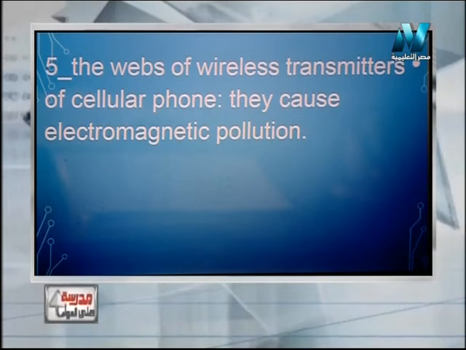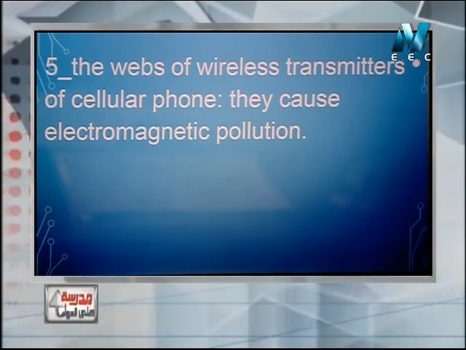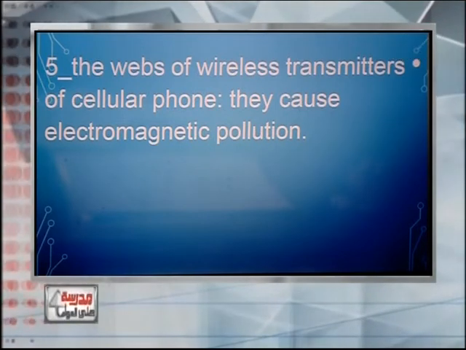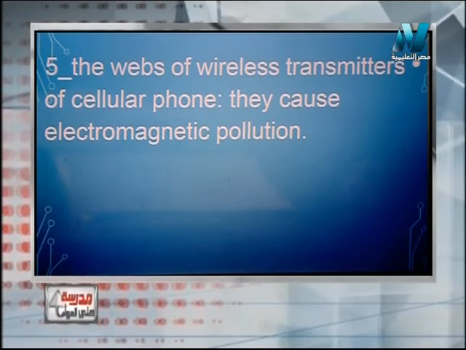Number 5, the waves of wireless transmitters of cellular phones cause electromagnetic pollution. A lot of scientists warn us, my dear student, from using a charger inside our bedrooms during our sleeping, because it gives electromagnetic waves that have bad effects on our health, especially our brains. So please keep your mobile phone out of your room during sleeping. Keep the Wi-Fi router device out of your room during sleeping, because it has a very bad effect.